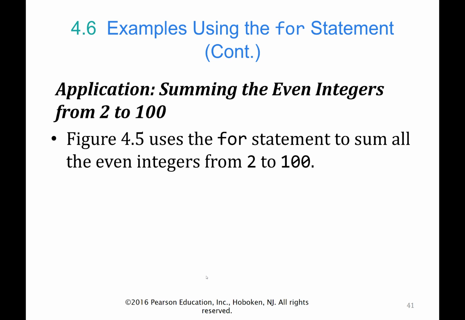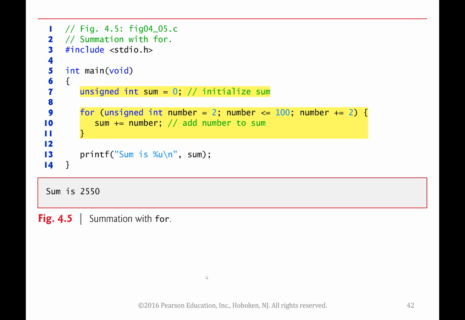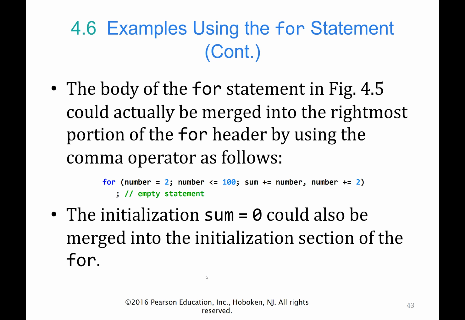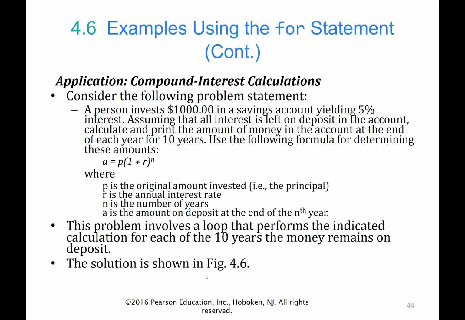This is just, I think I did this in class. It goes from 2 to 100, plus 2 each time, and just adds 2 to the sum each time. And then prints out the final answer at the end. So I think this is the one I did in class. This is pretty much where I ended the last class.